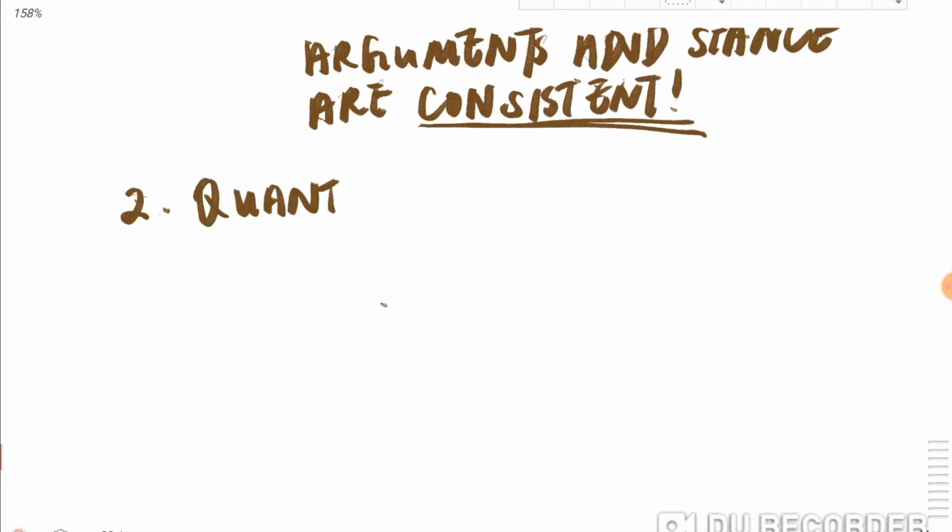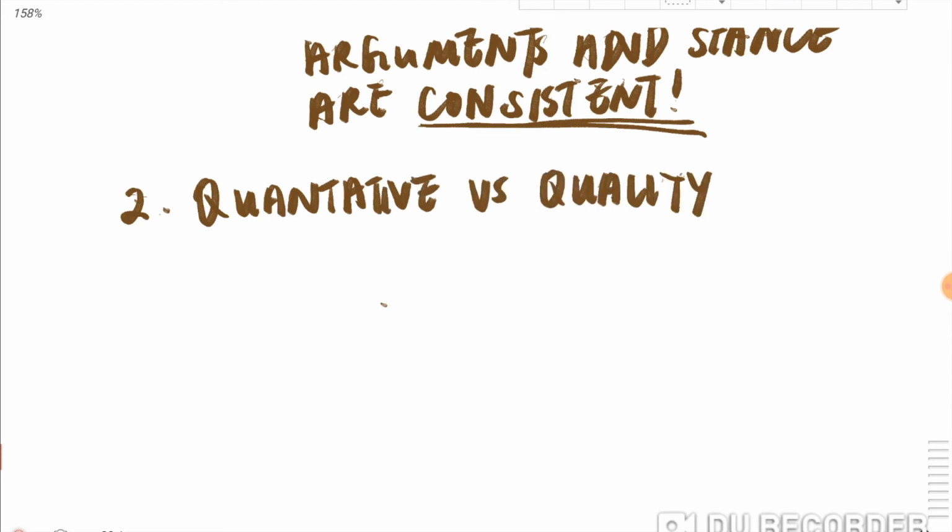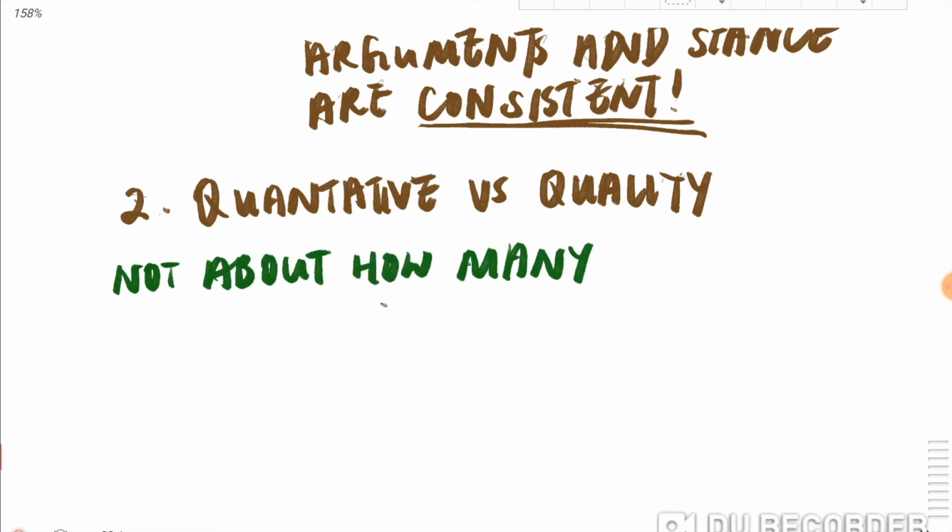As for the second tip I would like to give you, it is about the quantity and quality of arguments. Sometimes you don't really go for quantity, like how many arguments. Sometimes it's not about whether you have more arguments or more counter arguments. It's more about how important the arguments are.